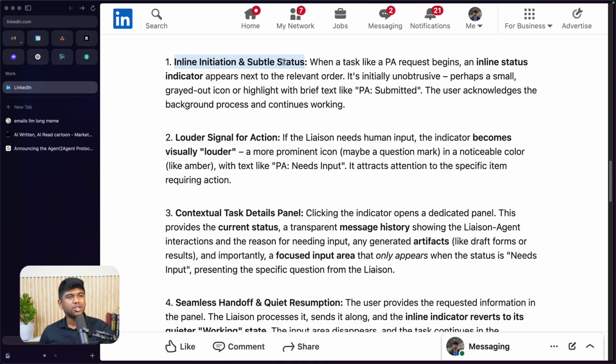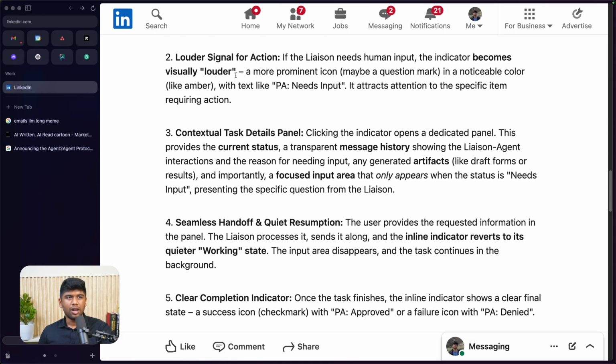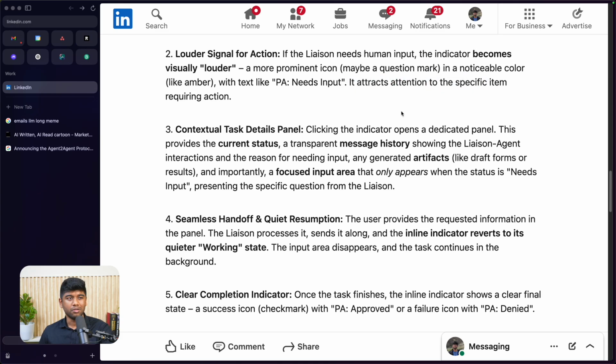Inline initiation and subtle status. When a task like a PA request begins, an inline status indicator appears next to the relevant order. It's initially unobtrusive, perhaps a small grayed out icon highlighting PA submitted. The user acknowledges the background process and continues working. Loud signals for action. If the liaison needs human input, the indicator becomes visually louder. A more prominent icon, maybe a question mark, in a noticeable color like amber, with text like PA needs input. It attracts attention to specific items requiring action.